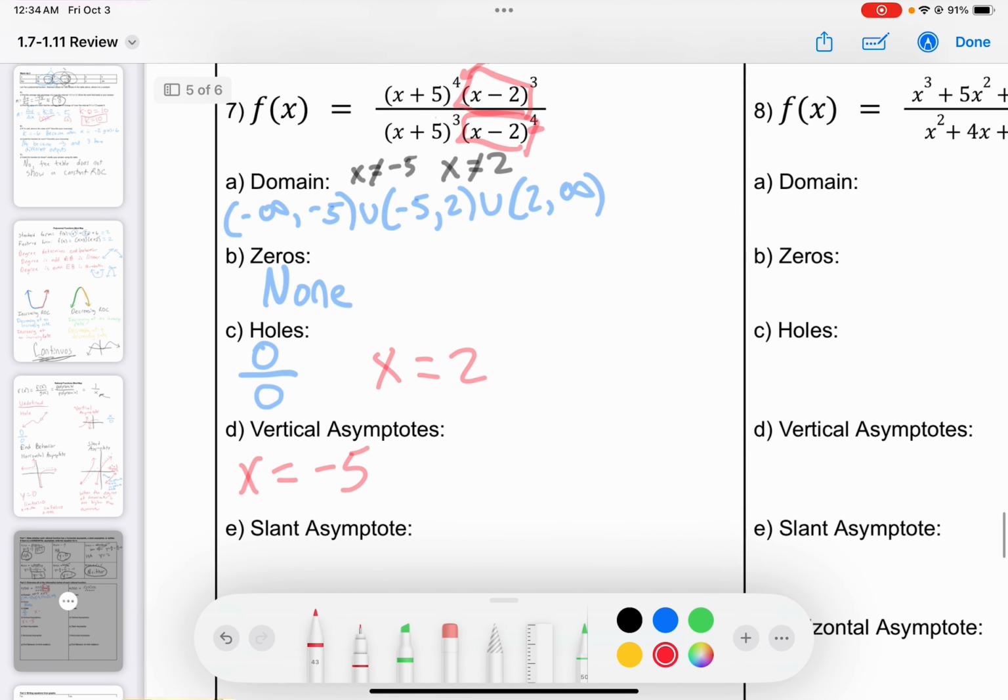And again, these should line up. The domain does not exist anywhere that there's a hole or a vertical asymptote. So you can notice this here and here and here and here. That's exactly what we want.